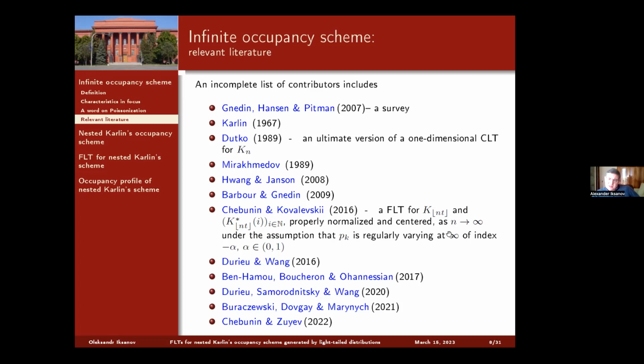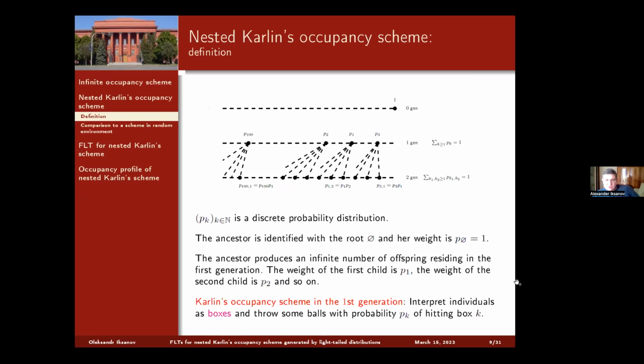Some other functional limit theorems of similar flavor, still under the regular variation assumption imposed on the hidden probabilities pk, were obtained by Duro and Wong, Duro, Samorodnitsky, Wong, and Chibunin, Zuev. And now I'm going to introduce a nested sequence of Karlin's occupancy schemes, or just nested Karlin's occupancy scheme.